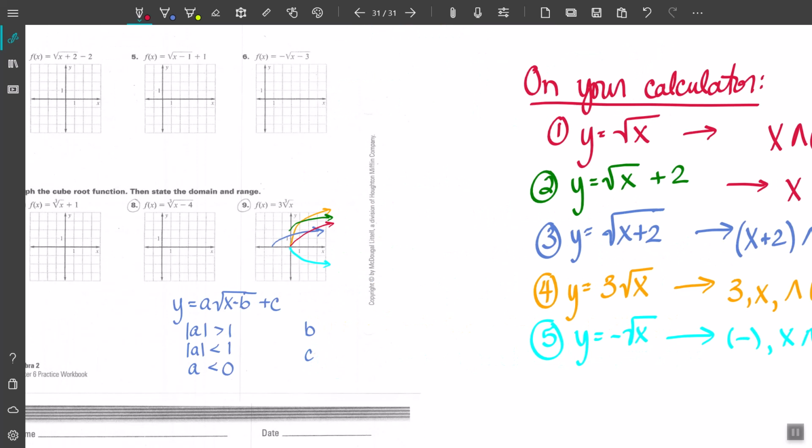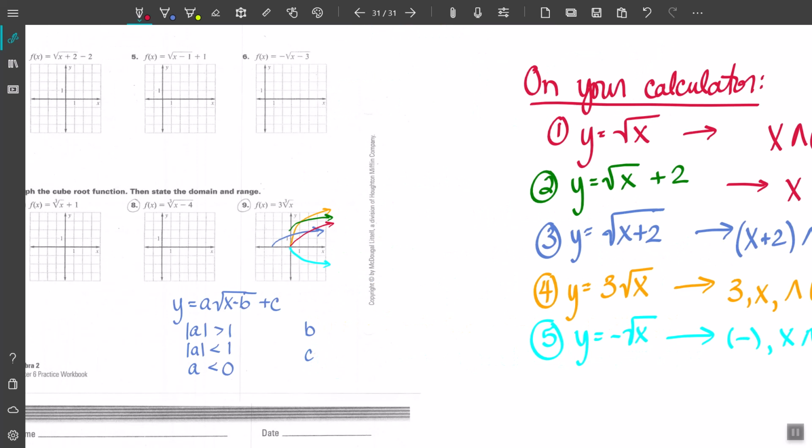And so over here, I'm just using the graph on number 9 to show you roughly what these graphs should look like when you plug them into the calculator. So we can see that red is the parent function that starts at the origin and runs through the point 1, 1. The green version of the graph is the parent function shifted up 2 units. The dark blue one is shifted to the left 2 units.